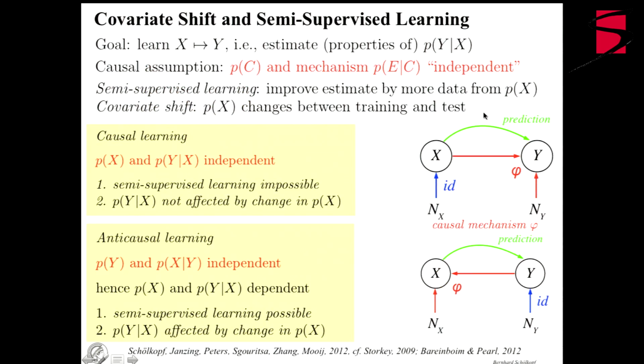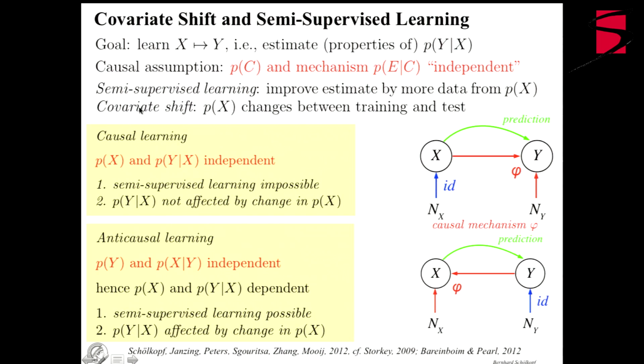And it turns out that if we think about what effect this has, then the answer is non-trivial. If we want to do a machine learning problem, we always want to estimate properties of a conditional distribution p of y given x. Now let's make our causal assumption that the distribution of the cause and the mechanism are independent. In semi-supervised learning, we want to improve the estimate of p of y given x by additional data from p of x. Unfortunately, if we do this in the causal direction, we just assume that these two things are independent. So no matter what additional things we might learn about this, it doesn't help us predicting this. In the anti-causal direction, it does help us.